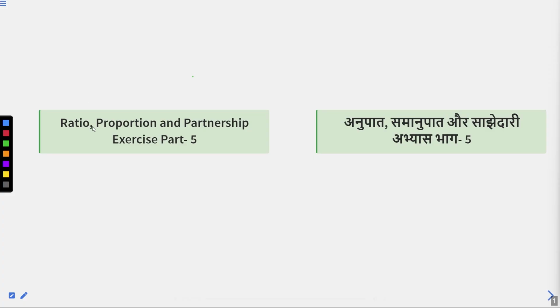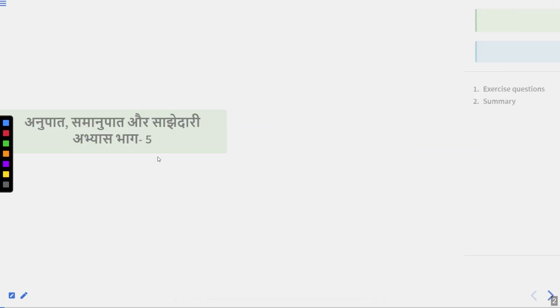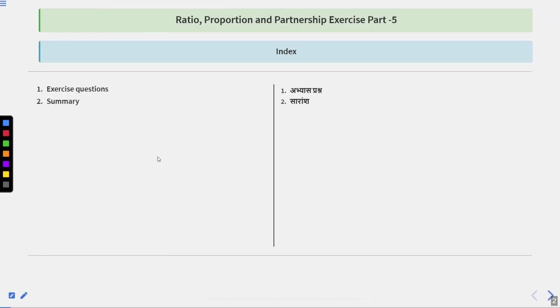Hello student, in today's class we will discuss ratio, proportion and partnership exercise part 5. Okay, so let's start. Now first we see index, exercise questions and summary. After the class we summarize our exercise. First we see some questions.